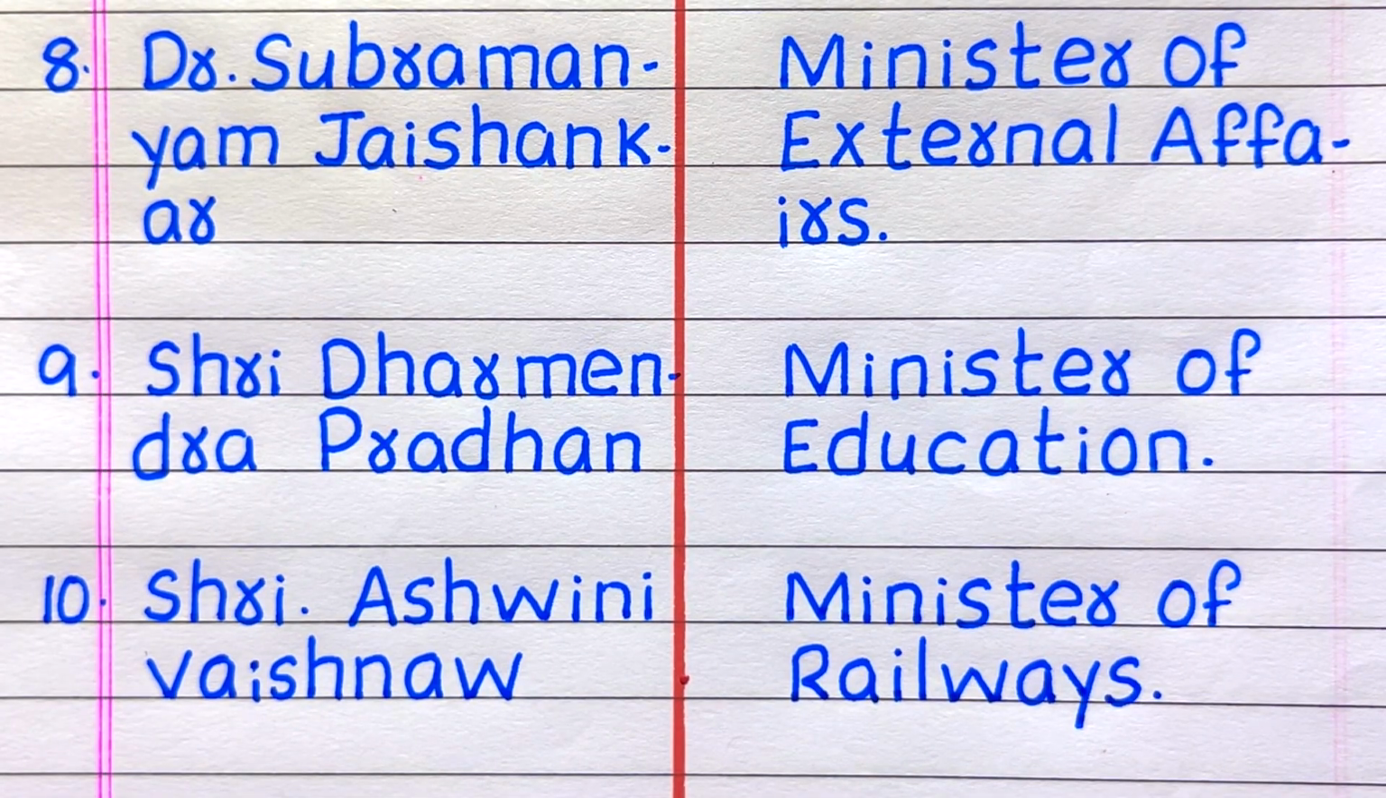Name of the 8th minister is Dr. Subrahmanyam Jaishankar. He is the Minister of External Affairs. 9th, Shri Dharmendra Pradhan, Minister of Education. Last one, 10th one, it is Shri Ashwini Vaishnaw. He is the Minister of Railways.